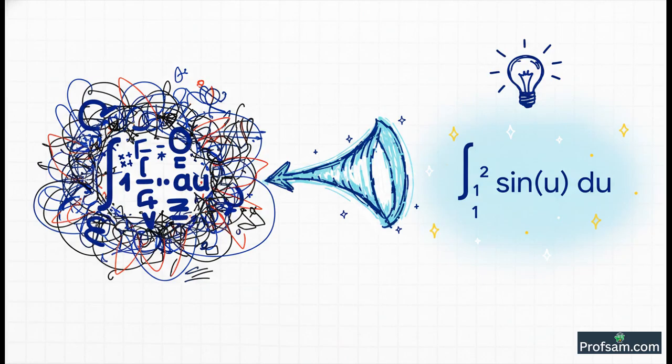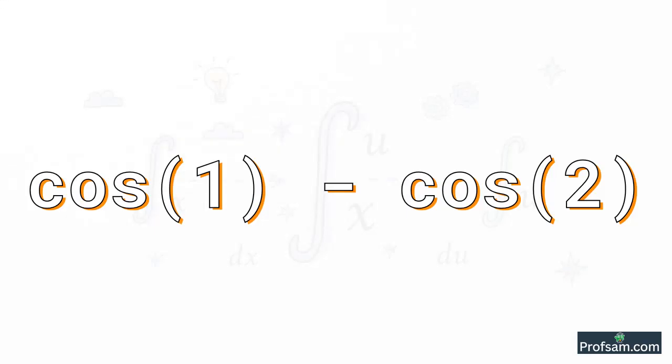The sine of x squared plus 1 became sine of u, the 2x dx became du, and our limits are now 1 and 2. All we have to solve now is the integral of sine of u from 1 to 2. How cool is that? It's a way easier problem. Okay, let's finish this. We just have to solve this simple integral.